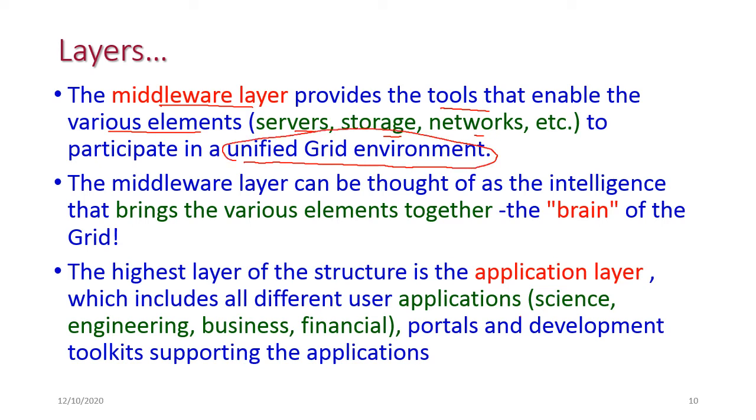The middleware layer can be thought of as the intelligence that brings various elements together, and it is otherwise called the brain of the grid. The highest layer of the structure is the application layer, which includes all different user applications. This may be scientific applications, engineering applications, business and financial applications, whatever it may be, those are installed in this application layer, and portals and development toolkits are supporting the applications.